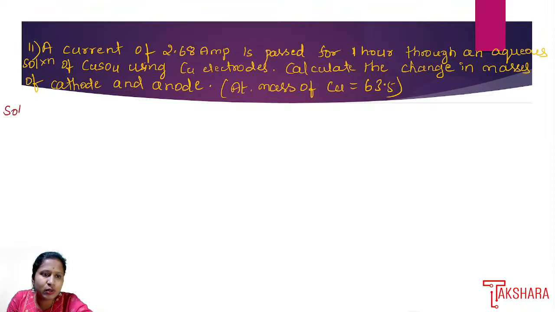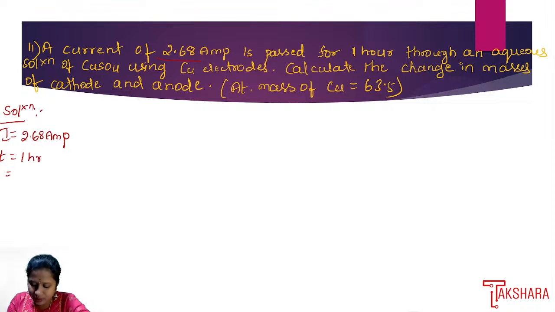So let us take the solution part for this problem. From the given data, the current I is equals to 2.68 ampere, and the time t is equals to 1 hour. 1 hour we can consider as 60 minutes, 60 minutes into 60 seconds, so converting into seconds it becomes 3600 seconds.